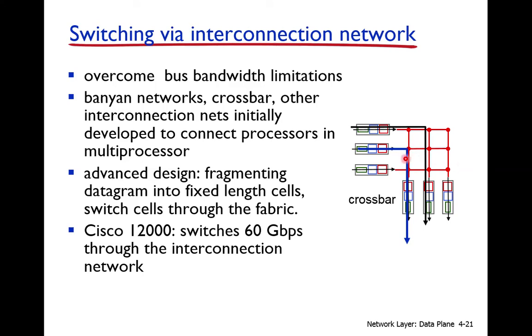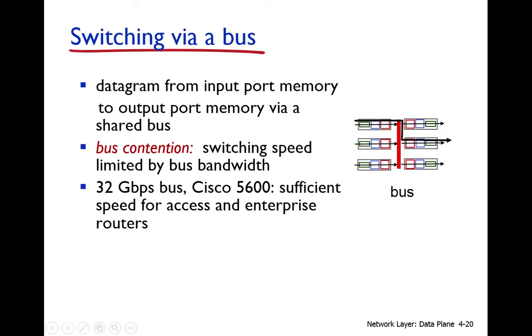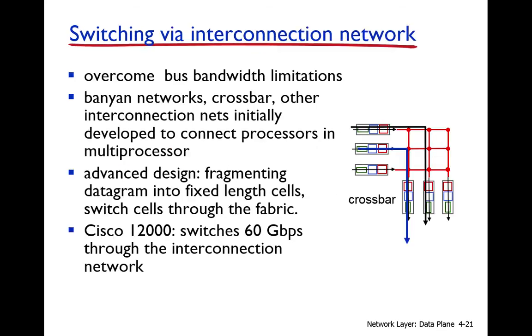If it is performed through memory, then it will be very, very slow. If it is performed through a bus, it will be faster than via memory, but it is also slow because only one input port can forward data at a time. But if a crossbar is used, then more than two input ports can forward data to different output ports, if they are not intersecting in the crossbar.